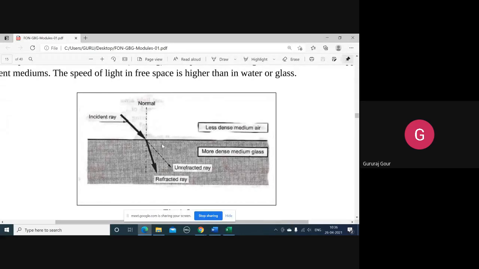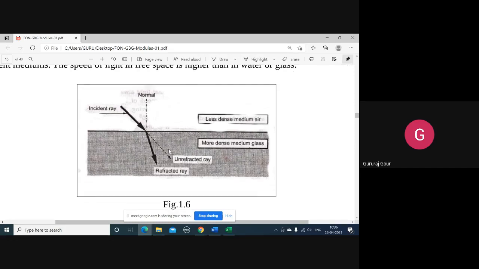This is a very key point. What are the things which make the refracted ray bend towards the normal and away from the normal? Towards the normal, when you are entering into a more dense medium. Away from the normal, when you are entering into a less dense medium. That's all. This is about the law of refraction.